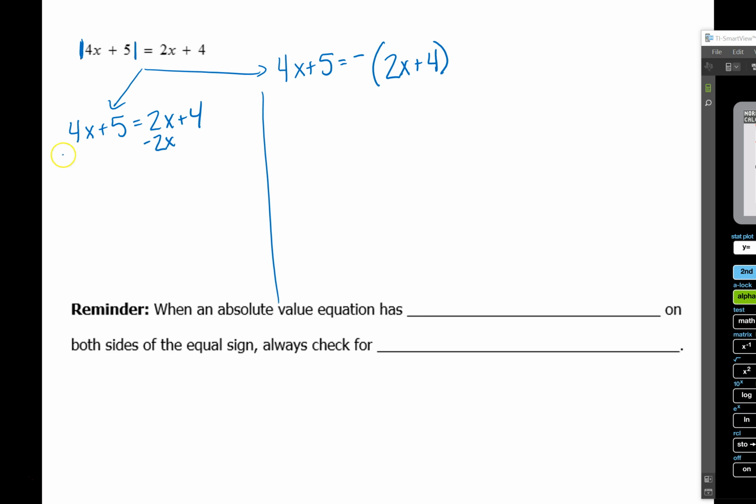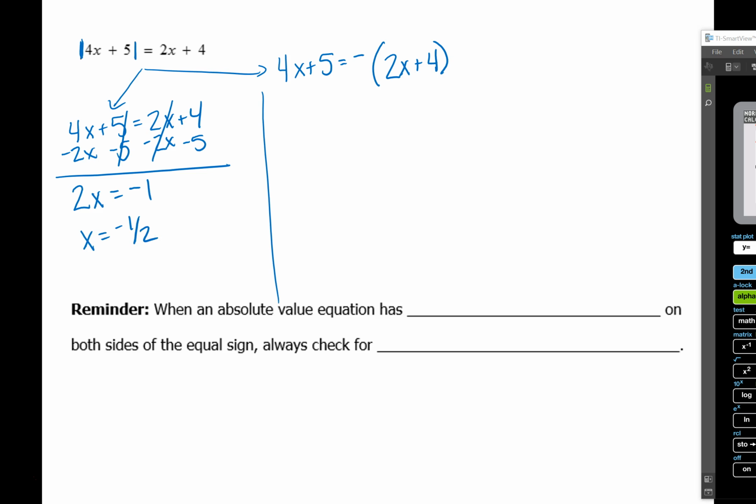I'm going to subtract 2x from both sides. I'm also going to subtract 5 from both sides. So that gives me 2x is equal to negative 1, which means that x is equal to negative 1/2.